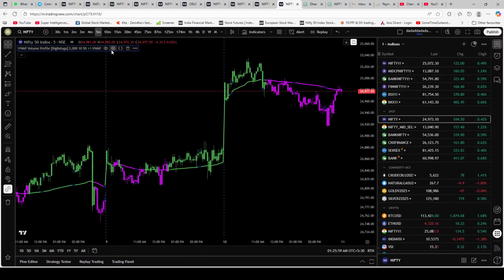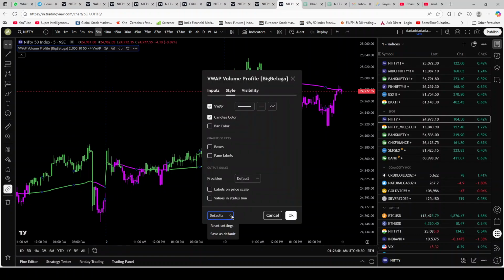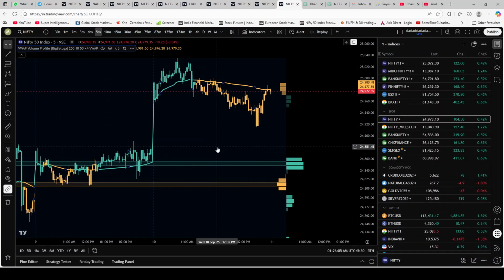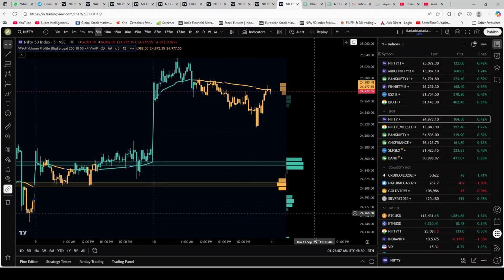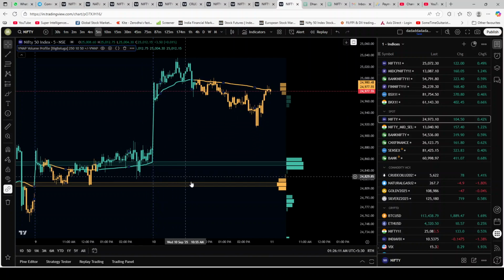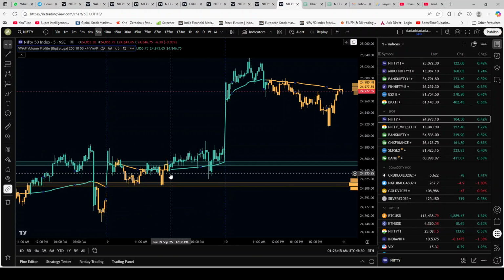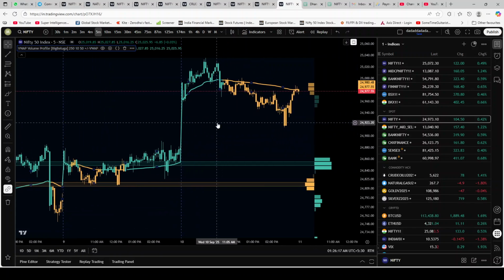This indicator does not come like this by default. If I say reset settings, it comes like this. All right. It comes with these two colors. And then it's got these two volume bars also on the side, and it shows some other stuff as well, which I'm not interested in, but I encourage you to go ahead and read the literature properly and use it in the way the author has written it. All right, I'll show you the way I'm using it.